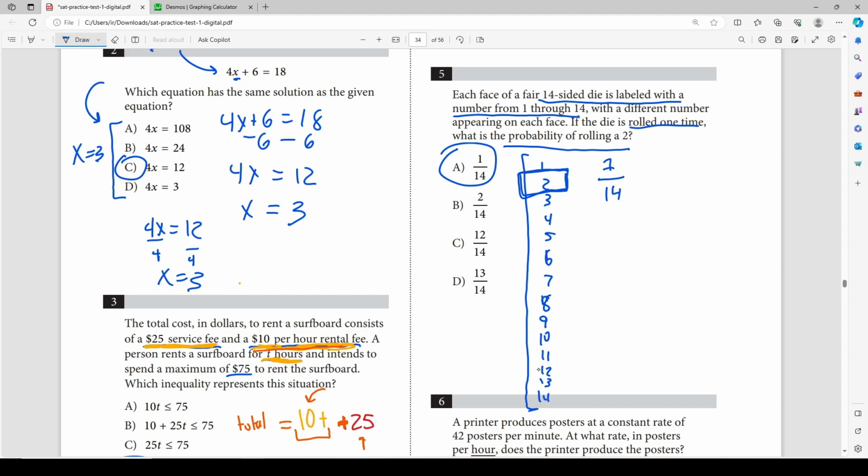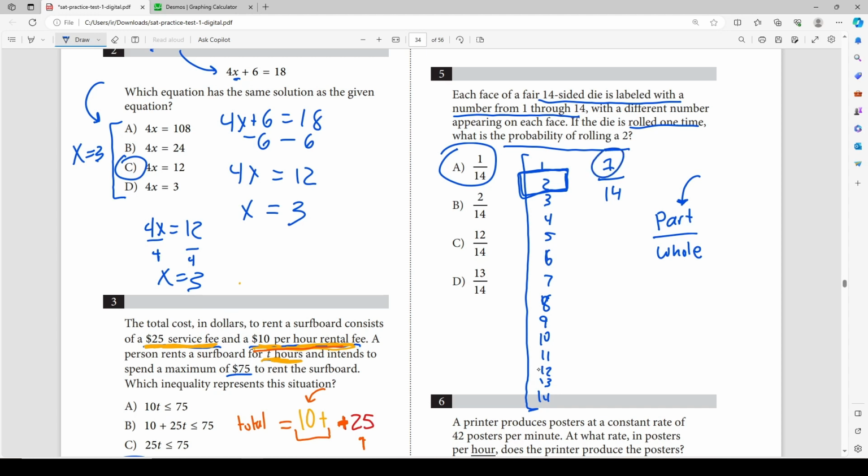The equation for probability is going to be part over whole, right? So in this case, what is our part? Our part, or the thing that we're trying to get, right? How probable is rolling a 2? We want a 2, right? So the 2 is what part of the whole? Well, the 2 is just 1, right?